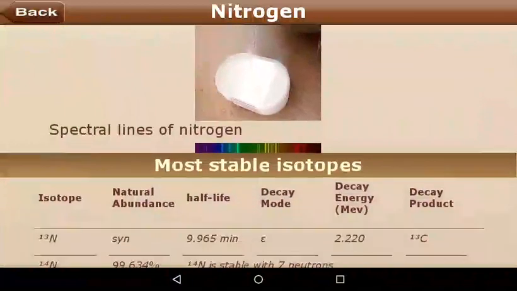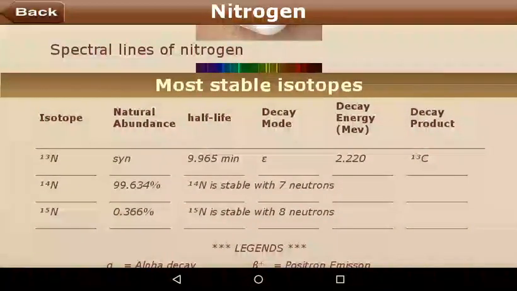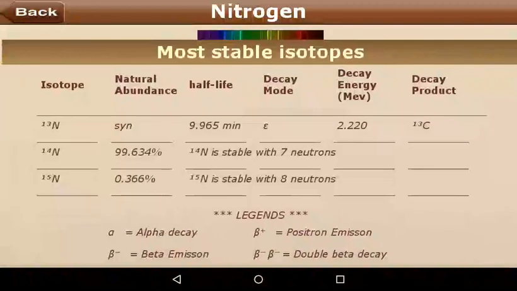Spectral lines of nitrogen. More stable isotopes. It has 3 isotopes. The natural abundance of it is synthetic. The first, which has 13, is synthetic. They produce it synthetically, and it has a half-life of 9.965 minutes. The decay mode is epsilon, with a decay energy of 2.220.